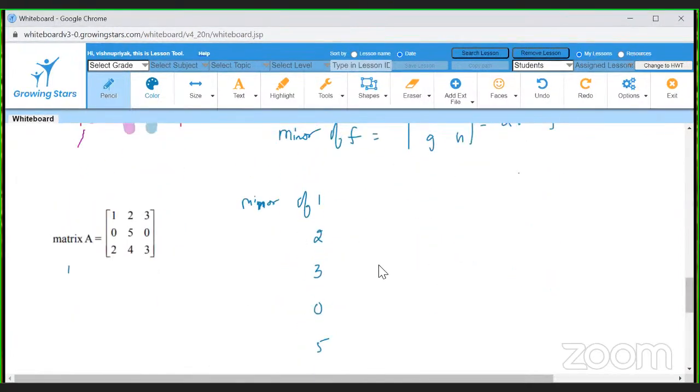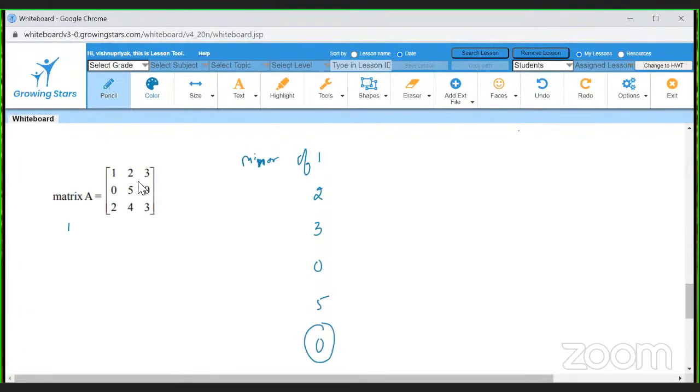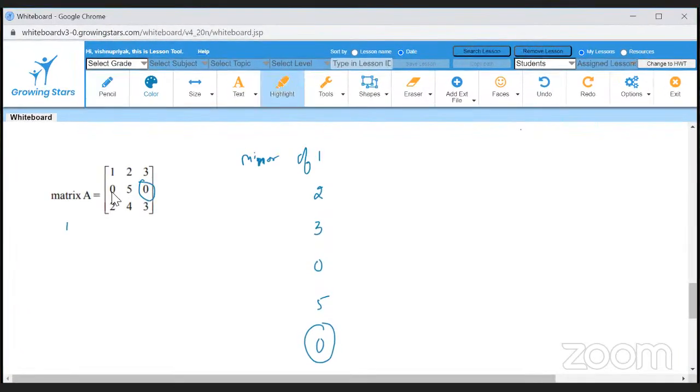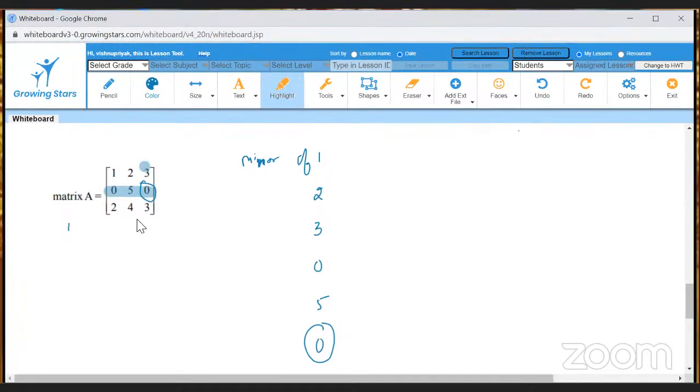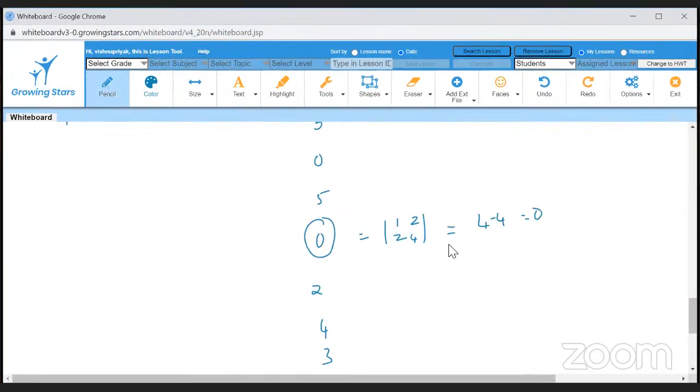For instance, I will do this one. Suppose I want to find the minor of this 0. Then what I will do? I'll remove the 0 row and 0 column. 1, 2, 2, 4. So I'll write here 1, 2, 2, 4. Cross multiply, 4 minus 4, 0.